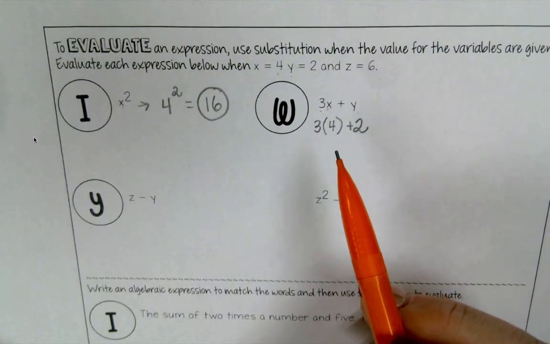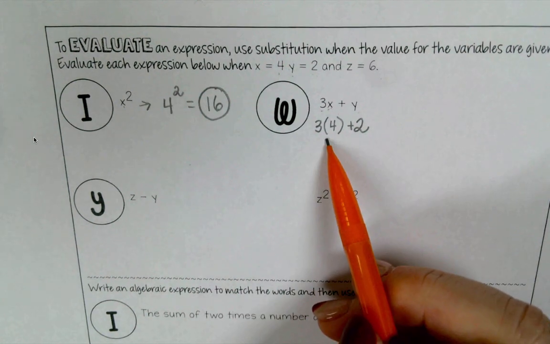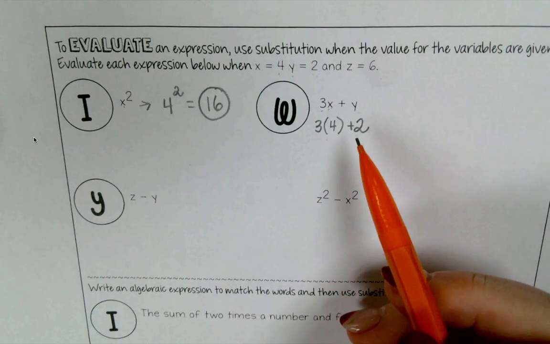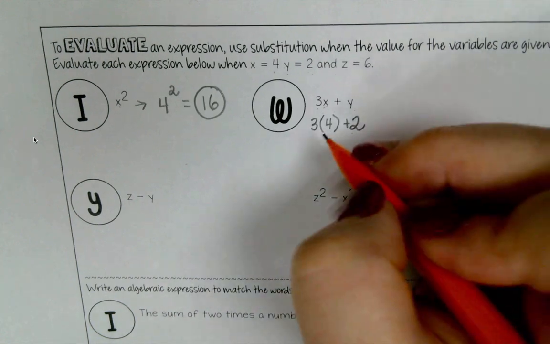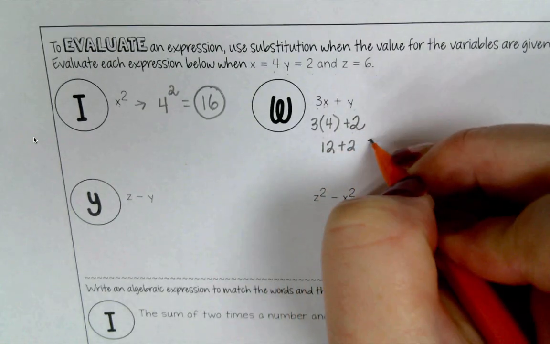Now, thinking about order of operations, see how this all kind of comes together. I have multiplication and addition. Well, what comes first? Yes, multiplication. So 3 times 4 is 12. Then I'm adding 2, and I'm getting 14.